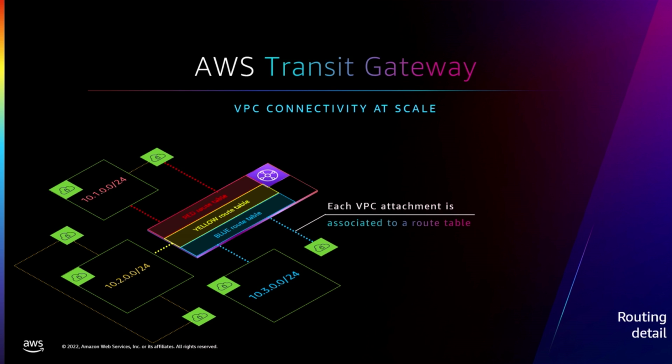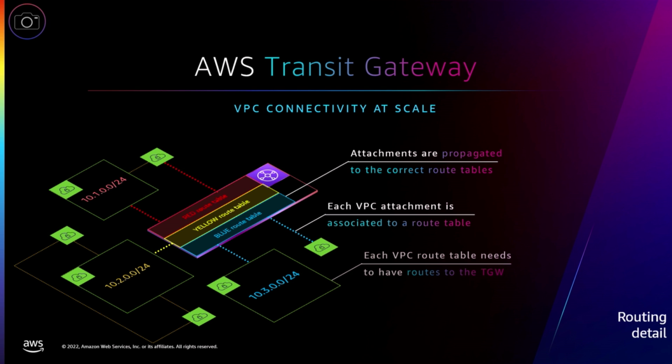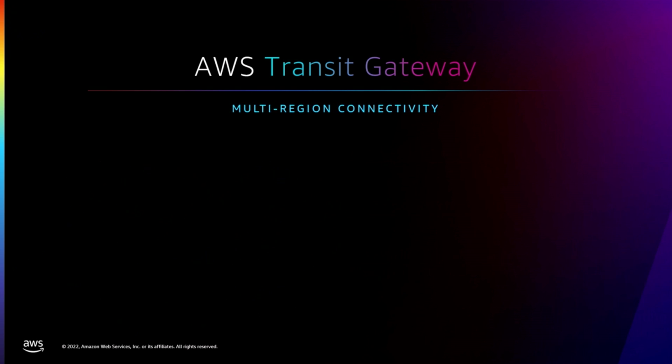When you create the attachments to the Transit Gateway, each VPC has its own attachment, which is associated with the route table. Then you can decide where to propagate that attachment. So the association with the route table and the propagation of the VPC CIDR to one or more route tables are 2 independent constructs on Transit Gateway. You can choose to propagate the CIDRs of VPCs across multiple route tables if that's the use case. And last but not least, each VPC route table also has to have the route or routes or set of routes pointing to the Transit Gateway, right?